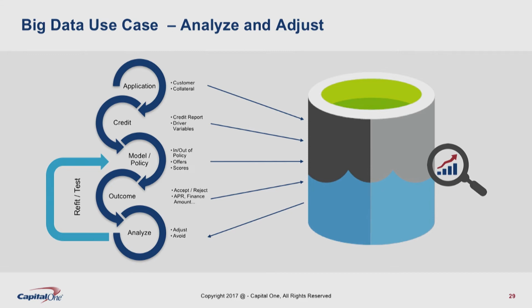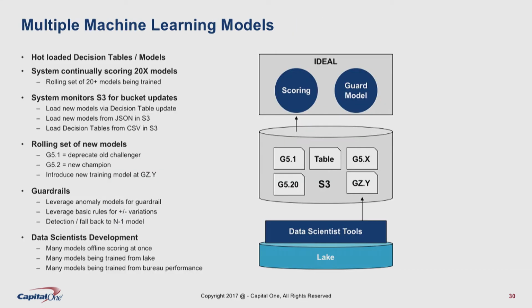So how do we do this? We actually put multiple machine learning models in production. We run simultaneously up to 20 different models at one time. The system pulls these from S3 buckets, and we have a rolling set of these. And we have some guardrails that we leverage just so that we know the new models aren't going off, and we can back off to an N-1 version of these models.